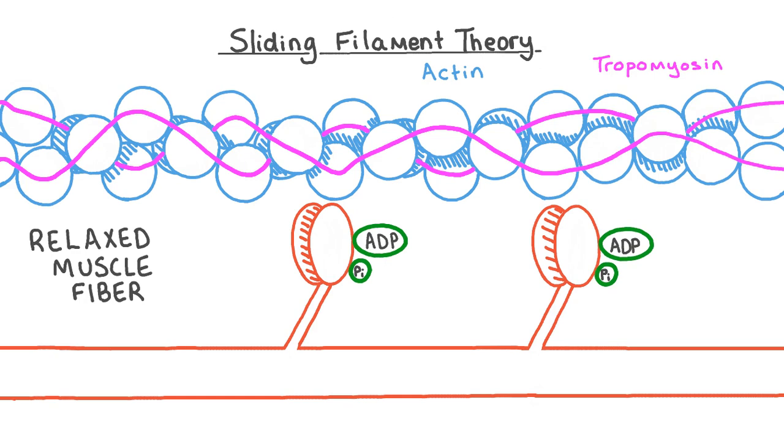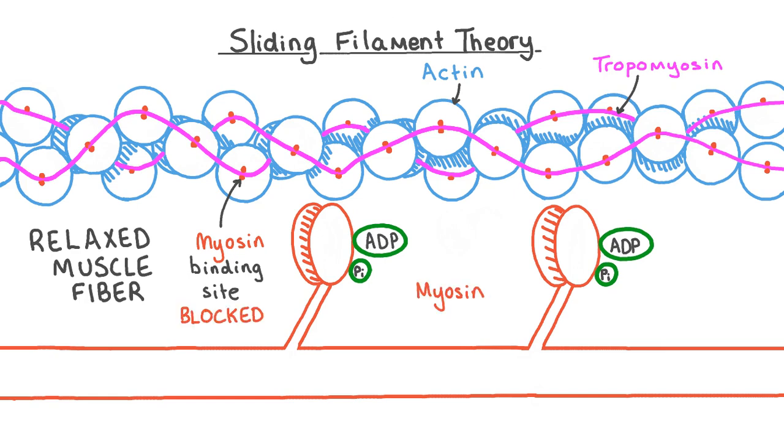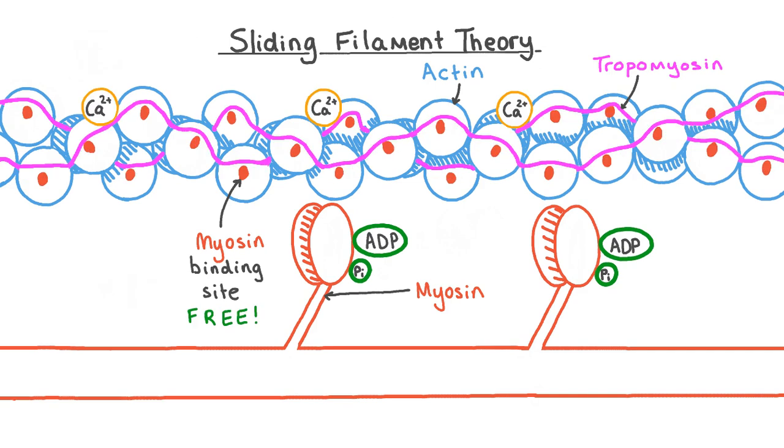When a muscle fiber is relaxed, a filament called tropomyosin, which has been shown here in pink, coils around each of the actin filaments. Tropomyosin acts to block the binding sites for myosin, which are found on the actin molecule. We can recognize the myosin molecule as it's got globular heads that project outwards. When the muscle fiber is relaxed, each myosin head has ADP and an inorganic phosphate bound to it. When calcium ions are released from the sarcoplasmic reticulum, they cause tropomyosin to pull away from and expose the myosin binding sites found on the actin molecule.